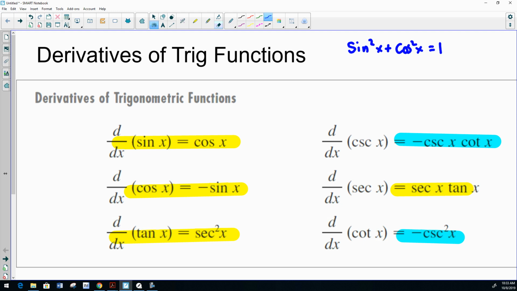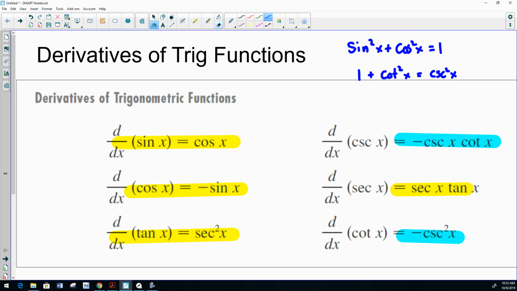Okay, sine squared x plus cosine squared x equals 1. That's one of our Pythagorean identities. Do you guys remember how to prove the next two? Which should we divide everything by? Sine squared. Sine squared divided by sine squared is 1. Cosine squared divided by sine squared is cotangent squared. And 1 divided by sine squared is cosecant squared x.